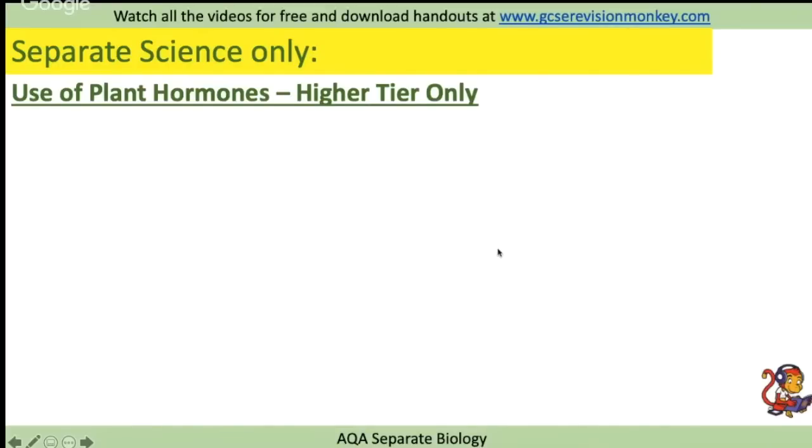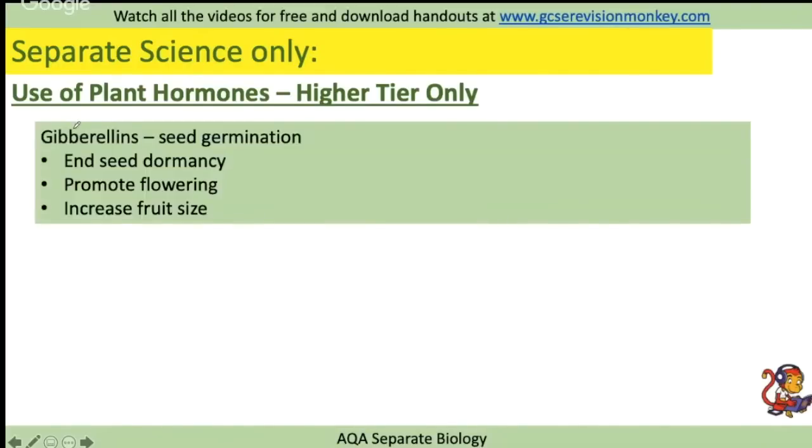You've got gibberellins, first of all. G for gibberellins, G for germination. So gibberellins are hormones that are involved in germinating seeds. So they can end seed dormancy. So if you buy a packet of seeds like that, you have dormant seeds, not ready growing, but the hormone gibberellin can promote those seeds to start growing. They can promote flowering and make bigger fruits as well. So industry might try and use these to perhaps increase the yield of their fruit crops or produce better flowers, for example.